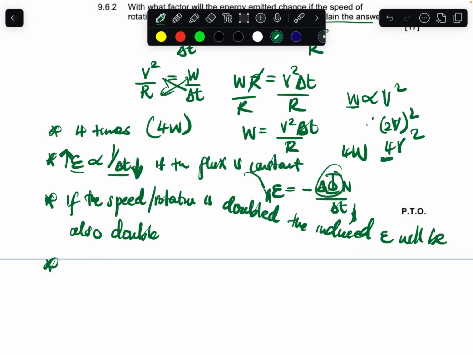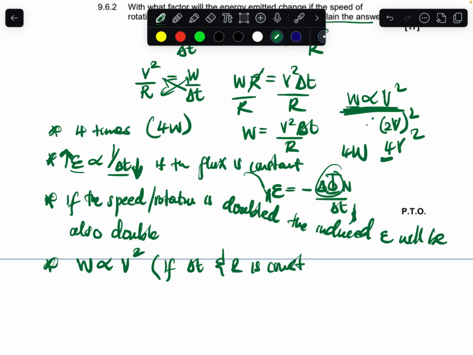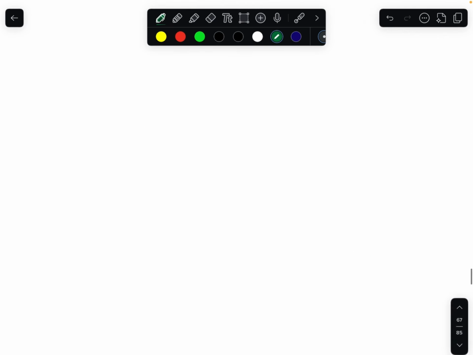The last point you must state, as I've mentioned, is that the energy is directly proportional to the squared voltage, only if the change in T and the R from this formula are constant. They must be constant to have that direct relationship there. I hope, guys, I do make sense. Let's go to the next question.